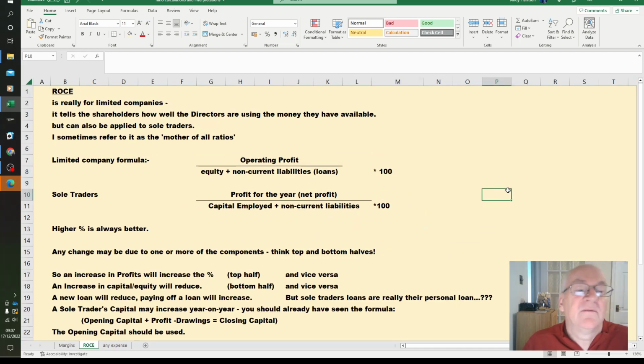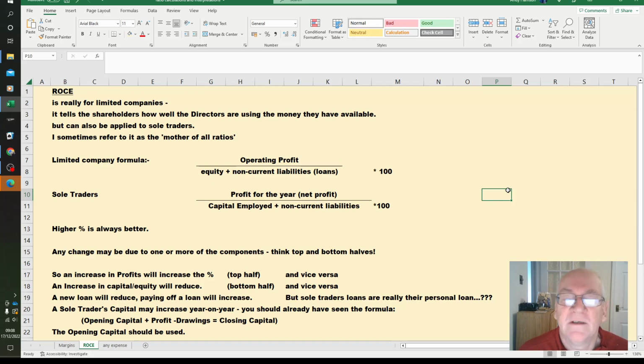So next one's ROCE. Now I've only ever calculated this for a limited company in the real world, however we can apply it to sole traders, and it tells the shareholders how well the directors have been using the money they've got available to them. That's the investments, the shares, plus any loans that they've had. It's so important, I actually sometimes call it the mother of all ratios.